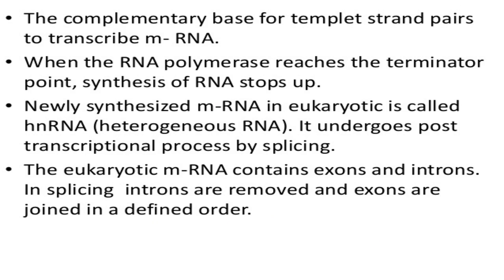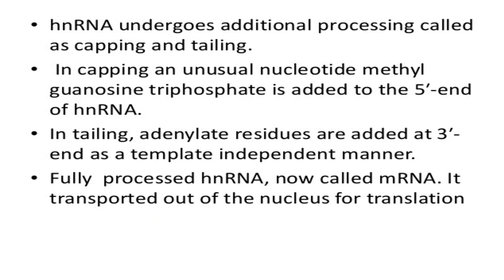When the RNA polymerase reaches the terminator point, the synthesis of RNA stops. The newly synthesized RNA in eukaryotes is called hnRNA, heterogeneous RNA. It undergoes post-transcriptional processing via splicing. The eukaryotic mRNA contains exons and introns. In splicing, introns are removed and the exons are joined in a defined order.